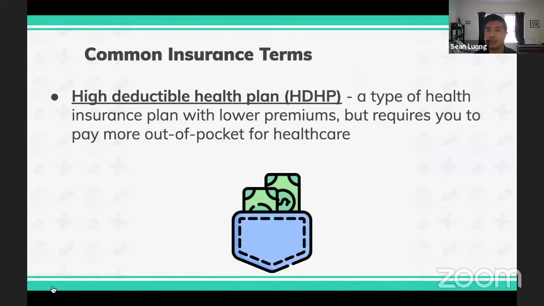So another common plan is called a high deductible health plan. This is a type of plan which has much lower premium, so you pay a lot less per month or per year, but it requires you to pay more for out-of-pocket costs. And so this plan generally works better for people who are younger or healthier. It's basically people who don't need to get a lot of healthcare services, and so they can get away with just paying less money every month or every year.